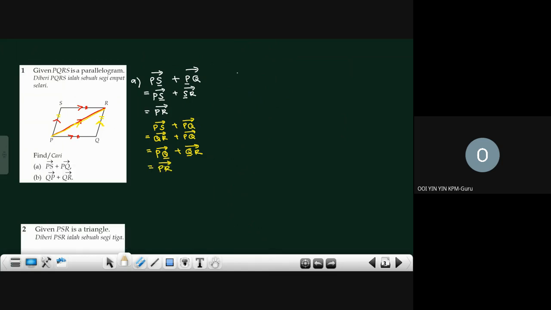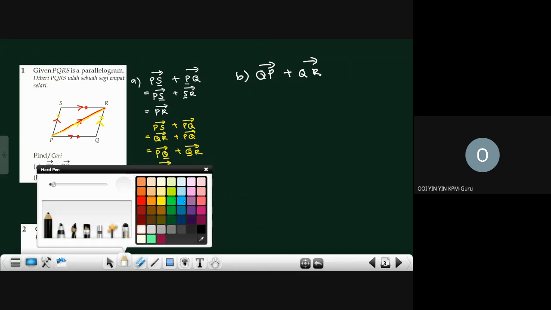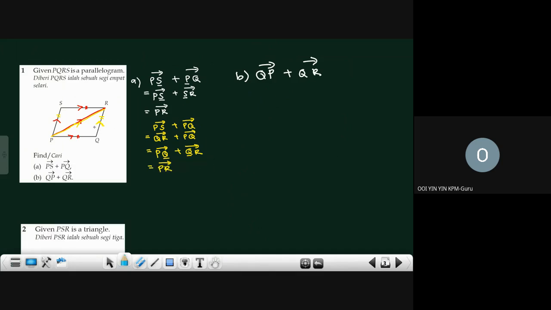Okay, your B. Now B, what do you want? B is QP plus QR. Okay, QP plus QR. So we can check our direction. Where is our QP? Okay, now blue color. QP. That means the direction comes this way, from Q to P. Q to P here. And then Q to R. Q to R here.